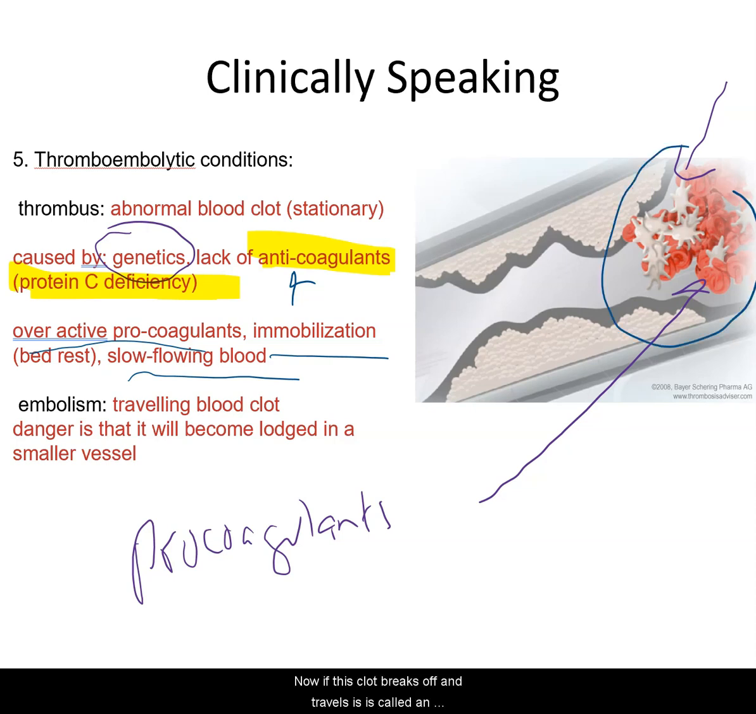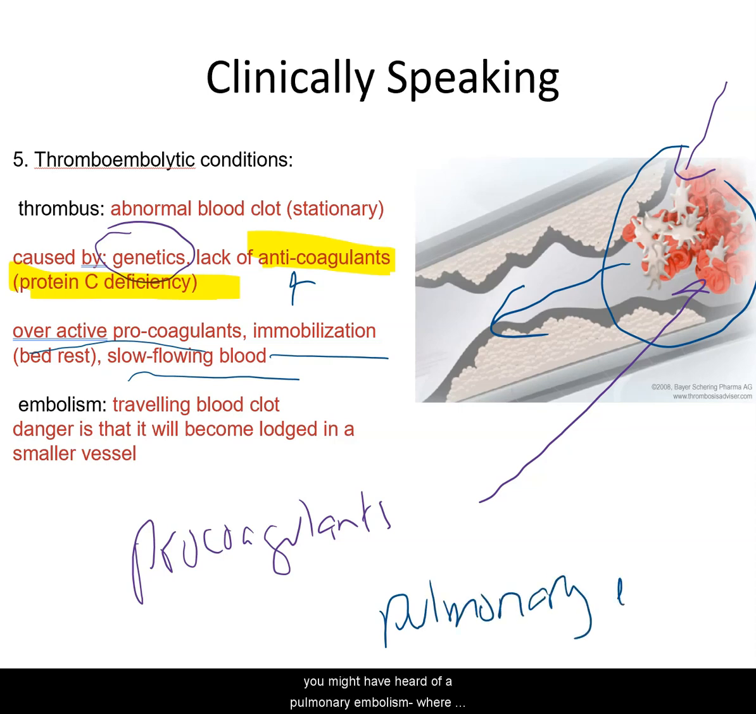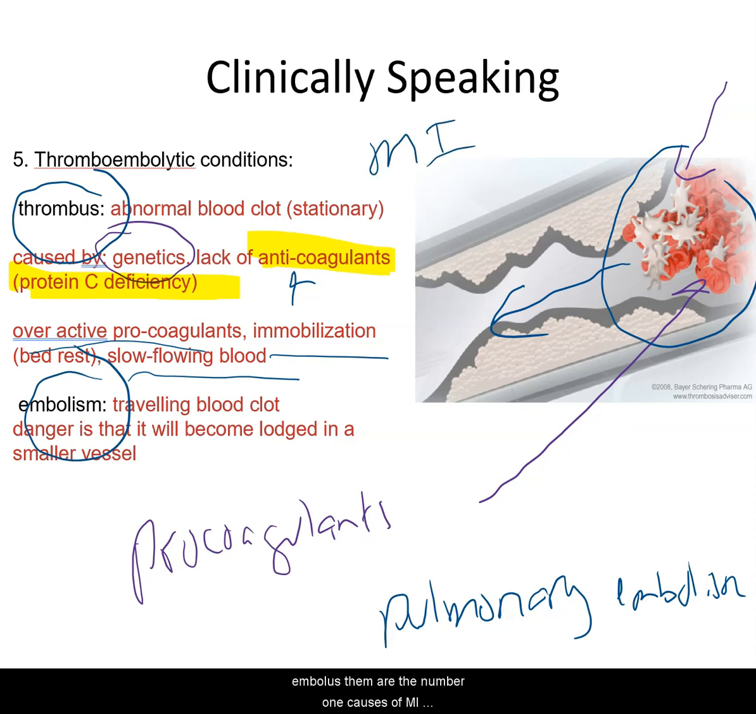Now, if this clot breaks off and travels, that's called an embolism. And the issue is that eventually it's going to plug up a smaller vessel. And when it plugs up a smaller vessel, blood won't get to that area. So we'll talk about this later when we do respiratory, but you might have heard of a pulmonary embolism, where a blood clot blocks one of your pulmonary vessels. And by the way, these thrombi, thrombus and embolism, are the number one causes of, if I say MI, myocardial infarctions, and they can also cause strokes when you have these abnormal clots.